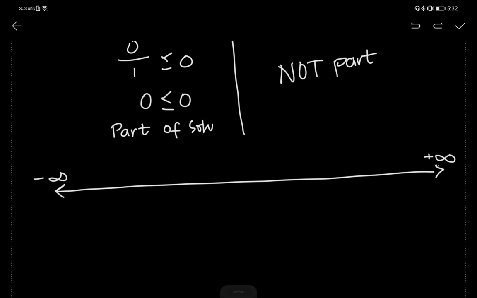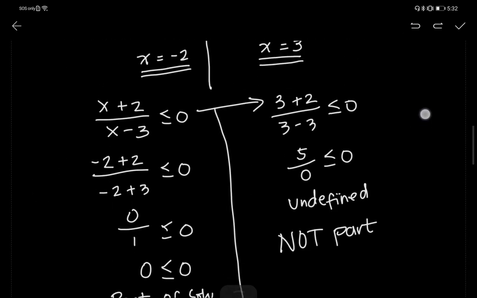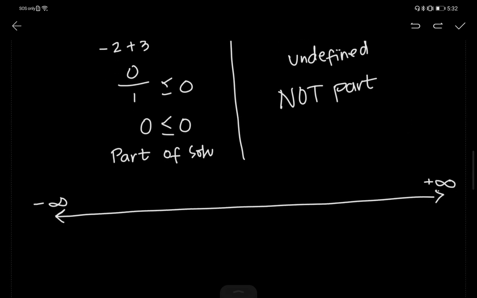So, anong gagawin natin? So, di ba meron tayong point of interest? I-plot natin doon sa ating number line. So, let us say na yung negative 2 natin is located siya dito. Okay? So, this is the negative 2. And our positive 3 naman na point of interest is located naman siya dito. So, this is the positive 3.